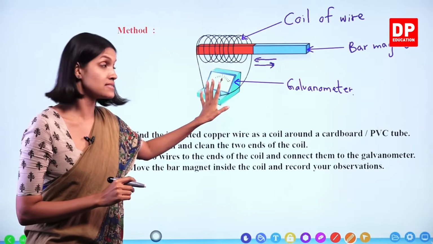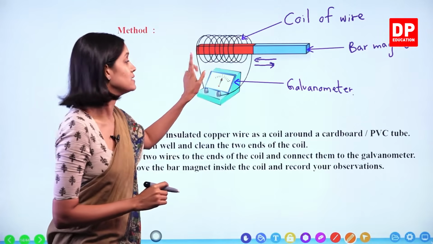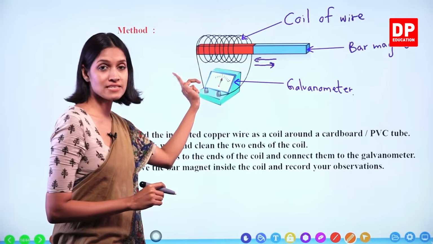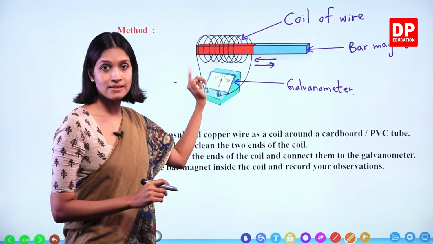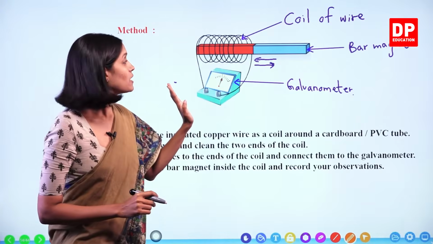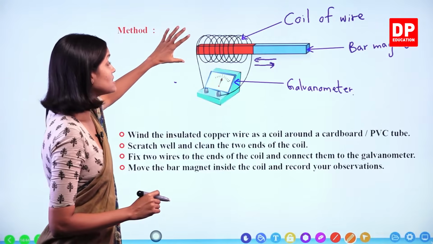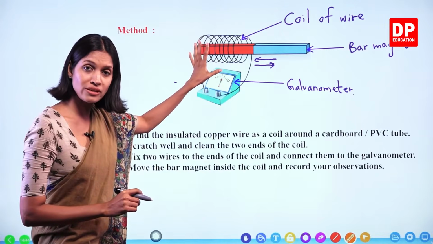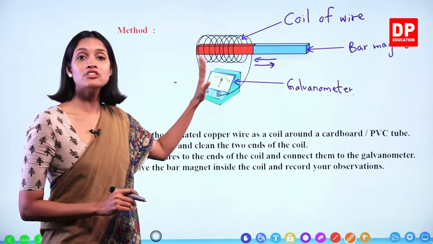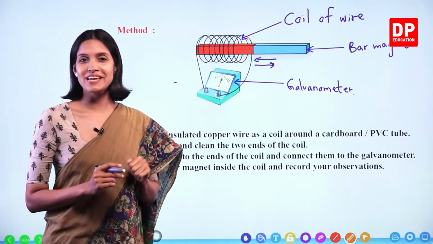You will realize that when you move the bar magnet inside the coil of wire, this galvanometer indicator moves to either side, alternately to two sides, right? Then when you stop moving, when you keep the bar magnet inside the coil without moving, you will realize again this indicator will stop at 0, right? So we are going to do this interesting activity now.